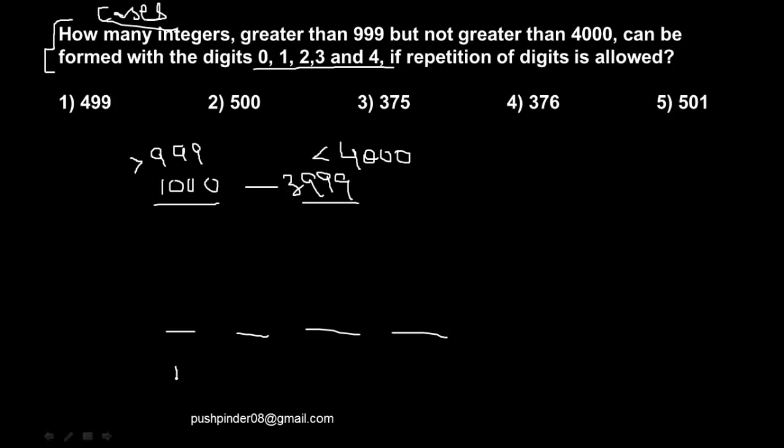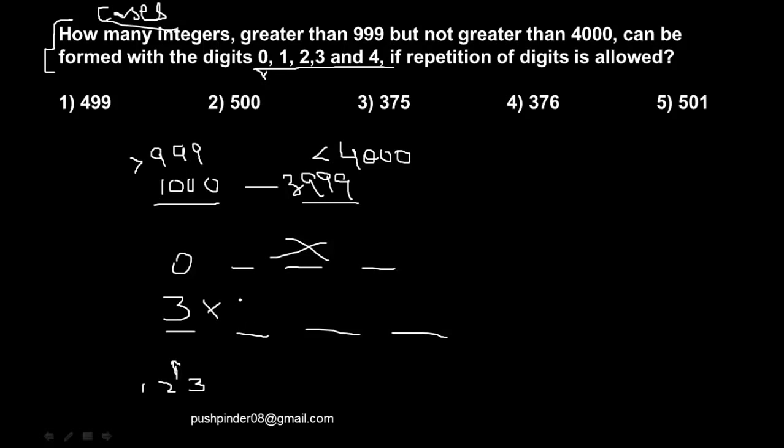Now let's start with this slot here. In how many ways can you put numbers here? 0 can't come here, because if 0 comes here, then this will become a 3-digit number, which we do not want. Either 1 can come, 2 can come, or 3 can come. Can 4 come? No, 4 can't come, because we're forming numbers from 1000 to 3999. So only 1, 2 and 3 come here. So there are 3 ways to fill this slot, right? I hope everyone is understanding.